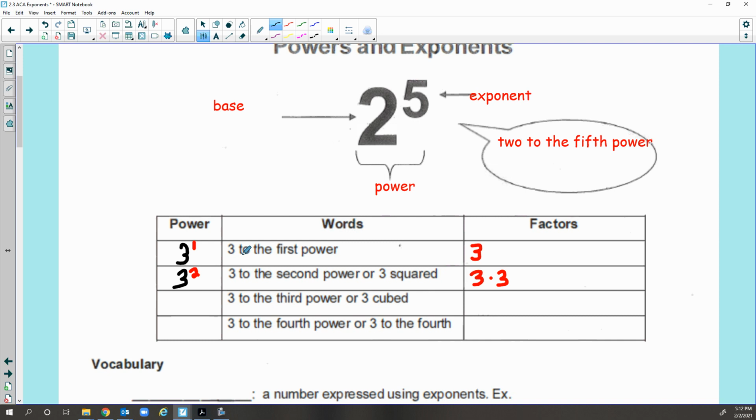The next thing is 3 to the 3rd power, or we would say 3 cubed, which just means 3 gets repeated times itself 3 times. So 3 times 3 times 3. And then you guessed it, the last one, 3 to the 4th power, would be 3 times 3 times 3 times 3.